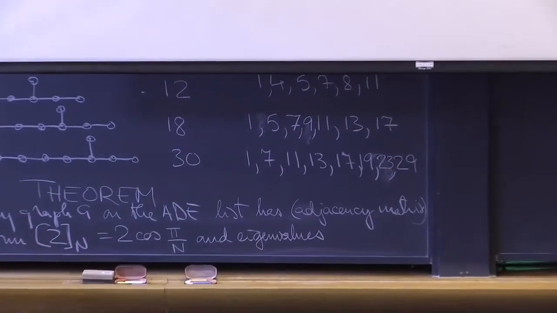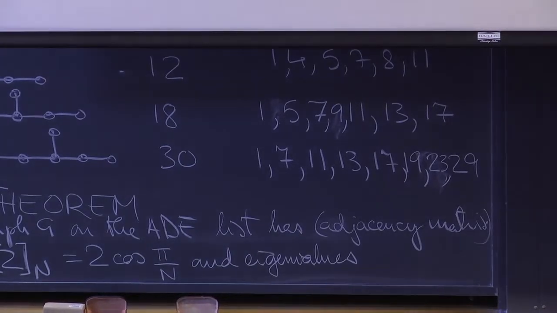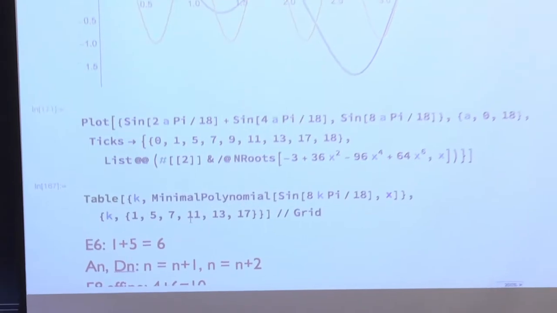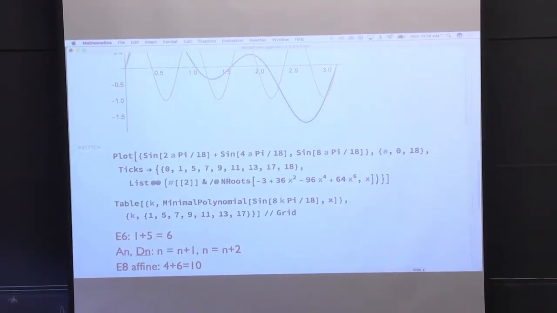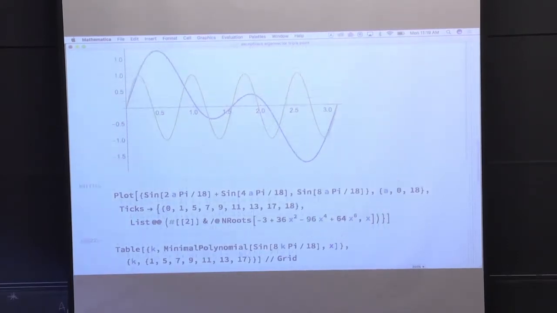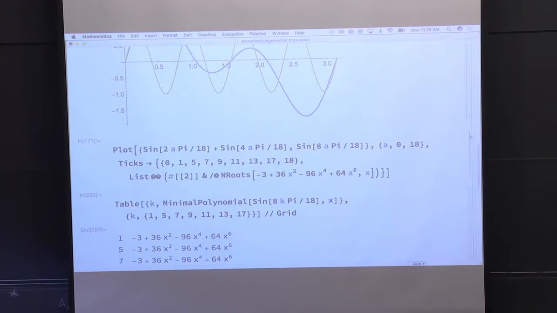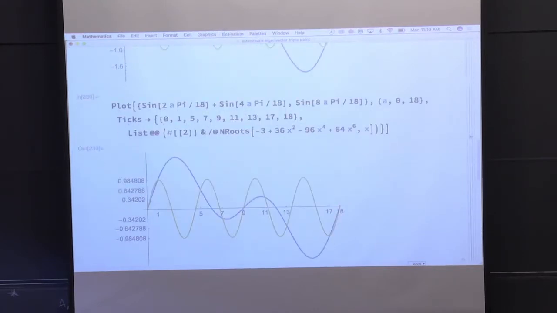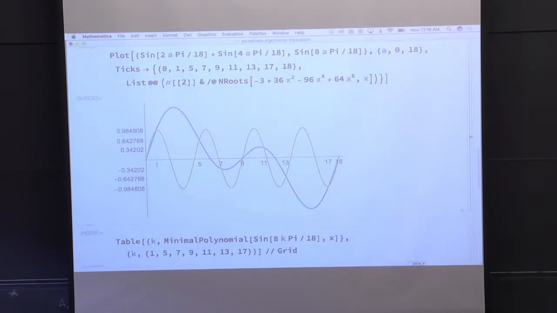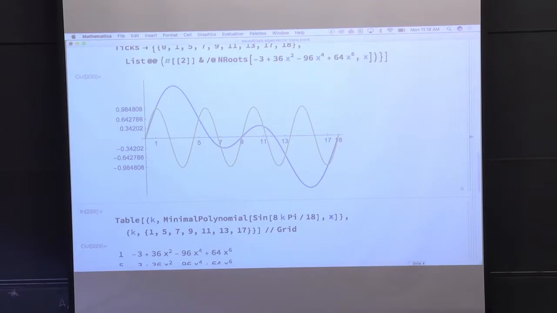So, okay, it was 9 here. Yes, this is 9, and look at the graph. This is a graph with added notations. I'll send these graphs to everybody in the course. Do you see they intersect exactly?